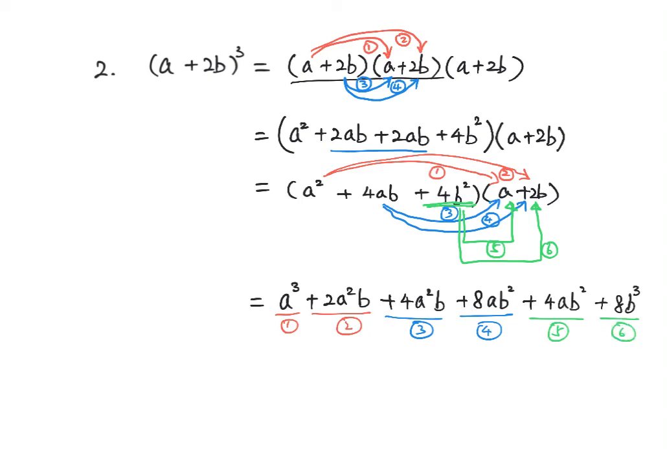Okay, let's see any like terms here. There are 6 terms in total. A squared b, the second term and the third term. These 2 terms are like terms. You can combine them. So a to the power 3, only 1 term there. 2 plus 4 gives you 6a squared b. And this 4 and 5 are like terms. 8 plus 4 gives you 12ab squared and plus b to the power 3. So no other like terms. So that's it. This is the final answer.